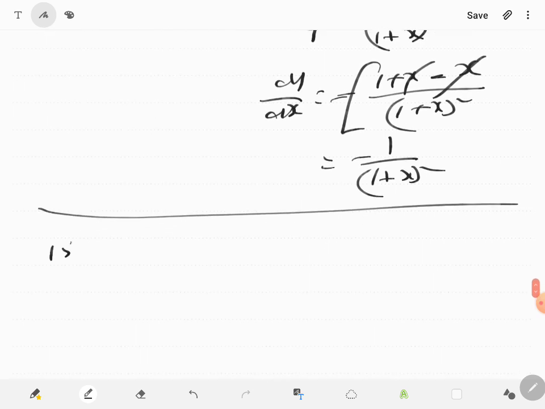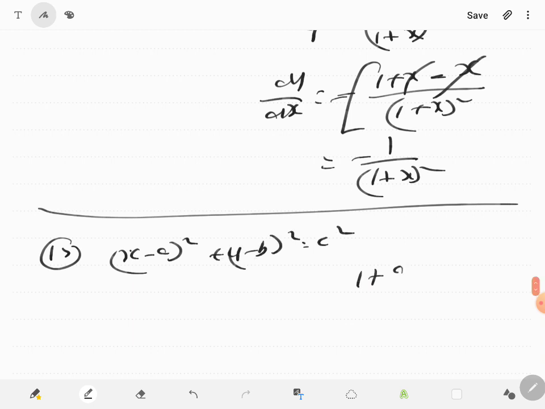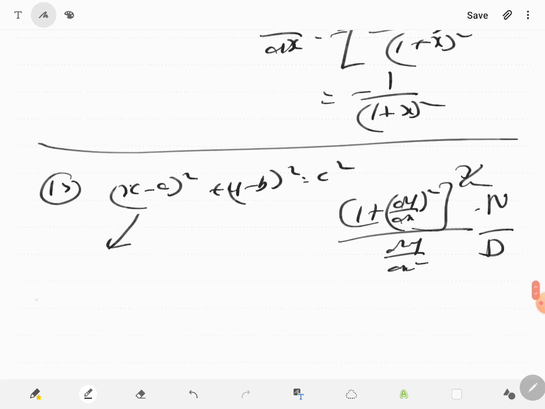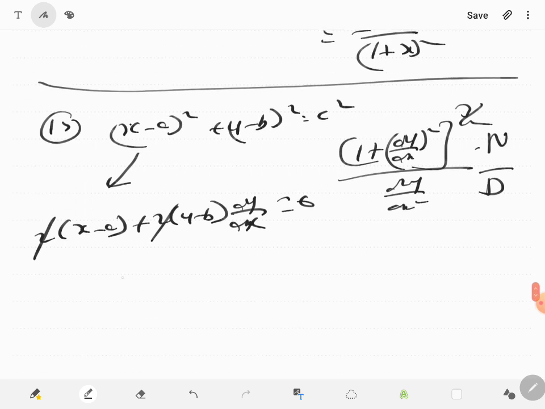The next question is the 15th question. If x minus a the whole square plus y minus b the whole square is equal to c square, prove that 1 plus dy by dx the whole square whole to the power 3 by 2 by d square y by dx square is independent of a and b. Let's call this numerator, denominator. Let's solve them. Differentiating this is 2 into x minus a plus 2 into y minus b into dy by dx is equal to 0. Never forget the dy by dx, and 2 gets cancelled. And dy by dx itself is minus of x minus a by y minus b.